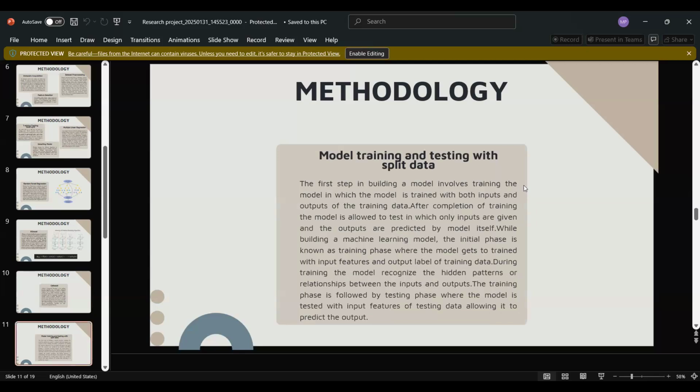Moving to model training and testing. The initial phase of building a model is known as the training phase, where the model gets trained with input features and output labels of the training data, allowing the model to recognize the hidden patterns or relationships between the inputs and outputs. This training phase is followed by the testing phase, where the model is tested with input features of testing data, allowing it to predict the output.